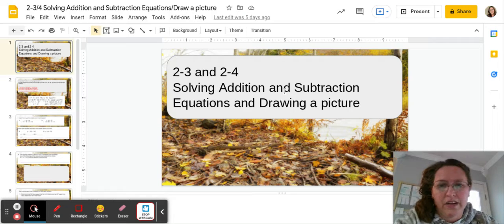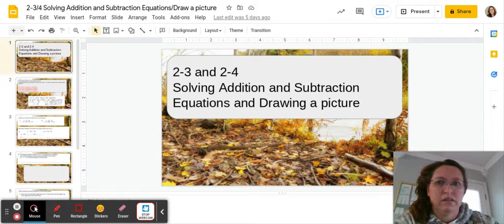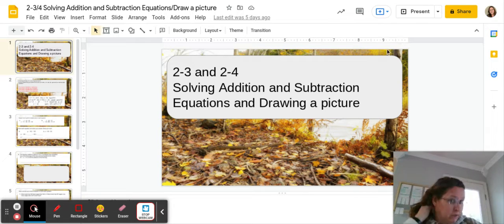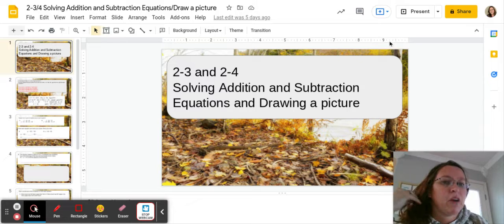Hello, today we are talking about adding and subtracting equations and how to solve them, and how to use a picture as well as something called the inverse operation.